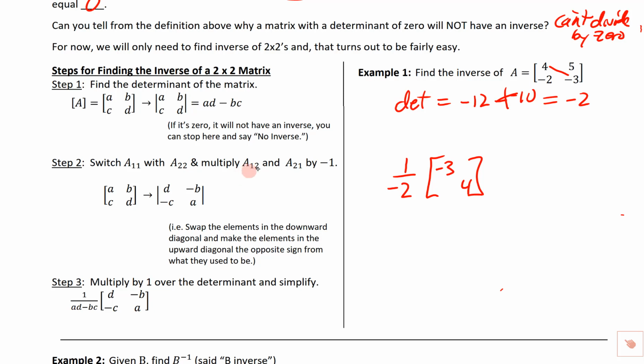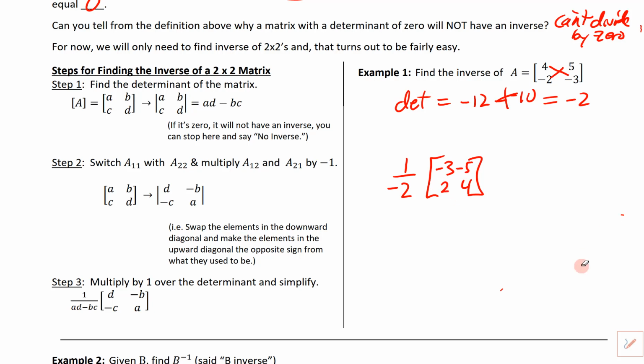And then we multiply A12 and A21. So first row, second column, and second row, first column. So that's another way of describing the upward diagonal right here. We multiply the two of those by negative 1. So they stay in the same place, they just get multiplied by a negative. So this is going to be a negative 5, and this is going to be a 2.